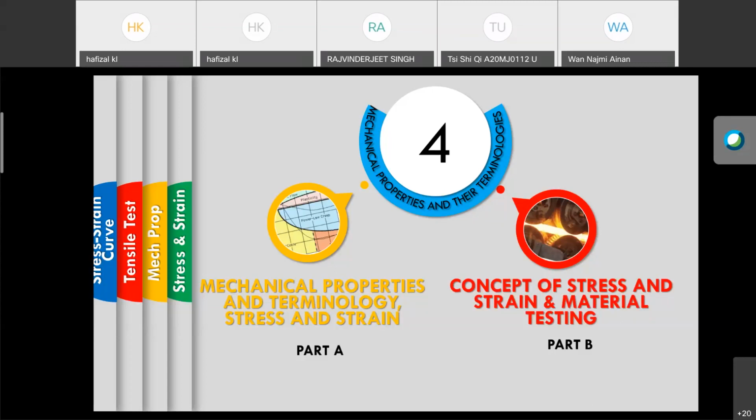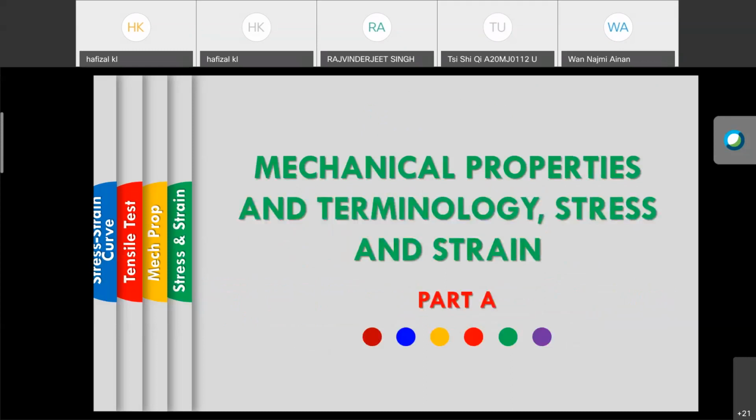And then we go for part B, which is the concept of stress and strain and material testing. In part B, we will focus more on material testing. From testing, we can analyze which material is suitable according to its properties, especially the mechanical properties. So for today, we will focus on the mechanical properties and terminology, stress and strain.